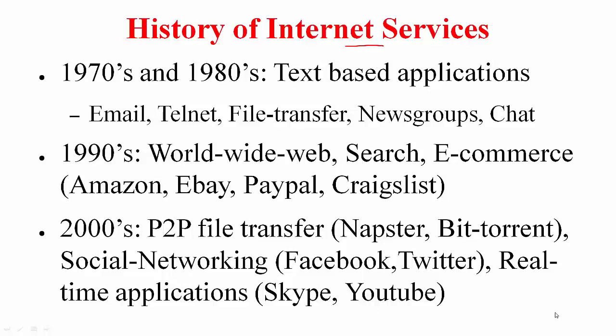The foundation to the internet was laid sometime in the late 1960s and early 1970s. Email was one of the first killer apps. In fact, it came into being sometime in 1971 itself. At the time, in the 1970s and 1980s, a lot of the applications were text-based. So we had telnet, file transfer, newsgroups, text-based chat, and so on. The 1990s saw another disruptive application in the form of the World Wide Web. Later we saw Google search, and a lot of e-commerce services provided by Amazon, eBay, PayPal, Craigslist, and so on.